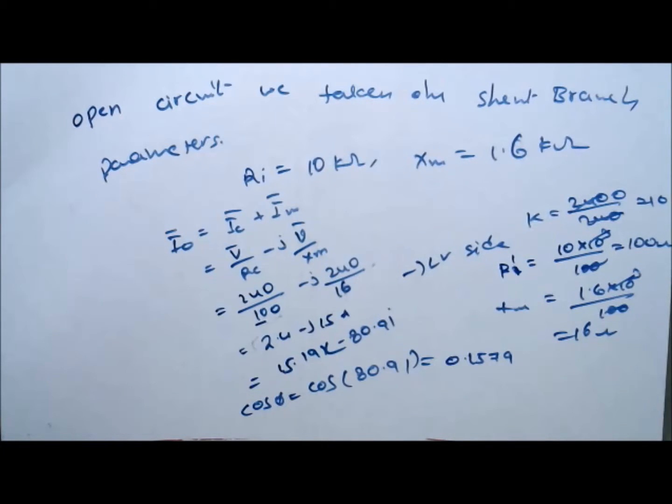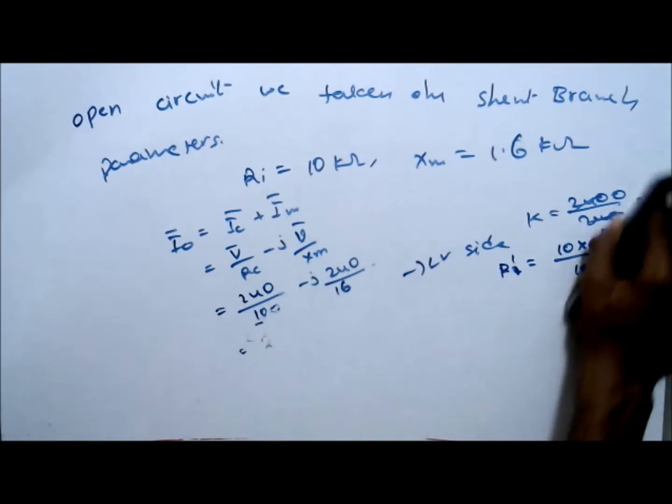See the second section, B. He has asked to find, let me read this once again: the voltage at which the HV side should be excited to conduct a short circuit test on the LV side with full load current flowing. What is the input power and its power factor? So the second section is about the short circuit test. So we have to find VSC.